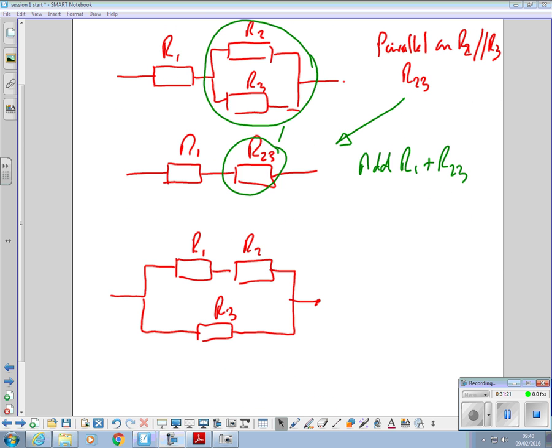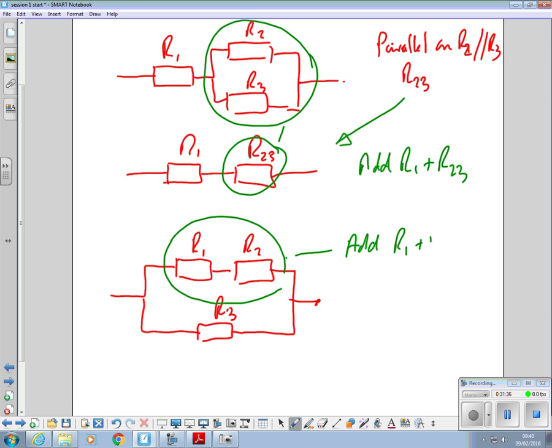What about the second one then? Yeah, we add together these two. Effectively, we can add those two together to give us R12. That's the result of that.